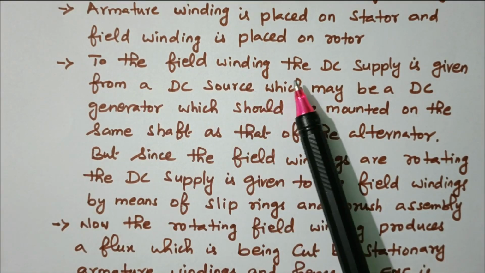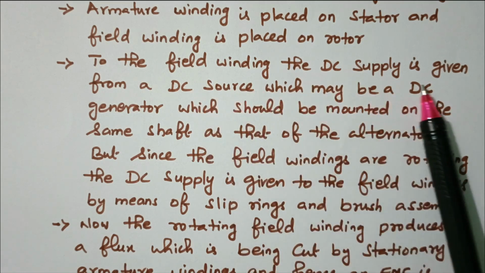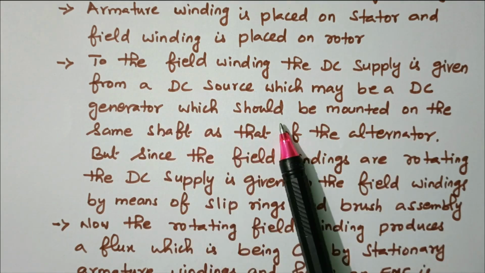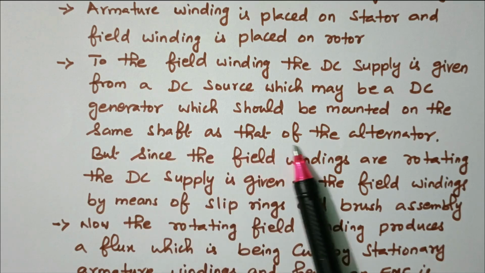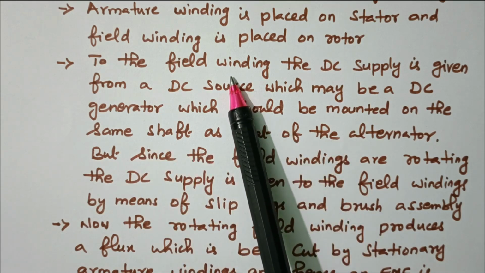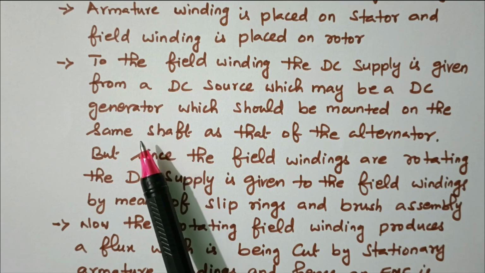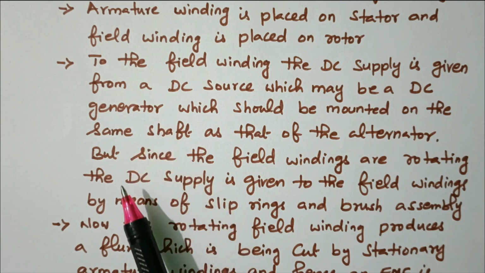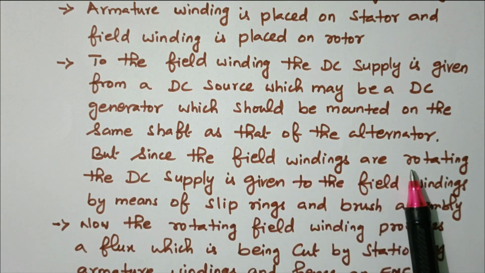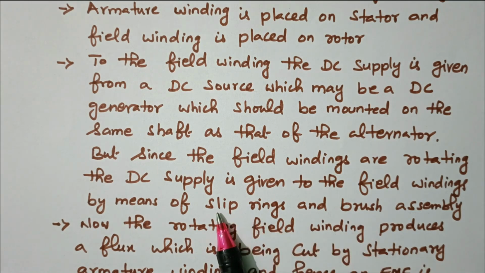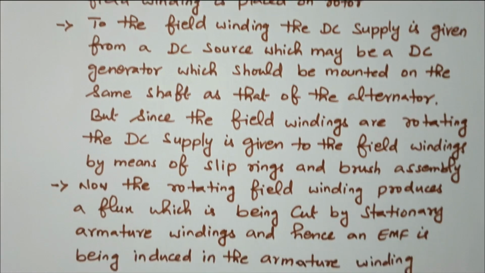To the field winding, DC supply is given from a DC source, which may be a DC generator mounted on the same shaft as the alternator. This generator and alternator are coupled together on the same shaft. But since the field windings are rotating, the DC supply is given to the field winding by means of a slip ring and brush assembly, very similar to the DC machine.